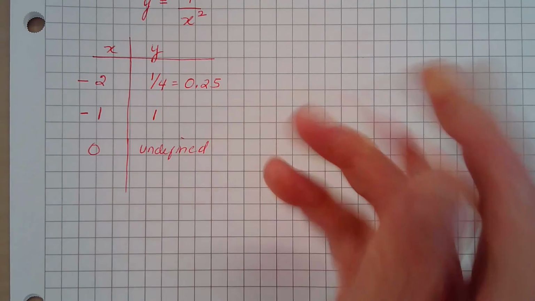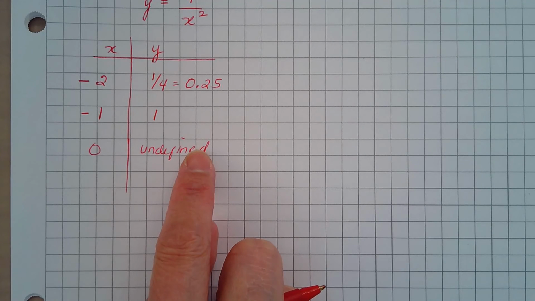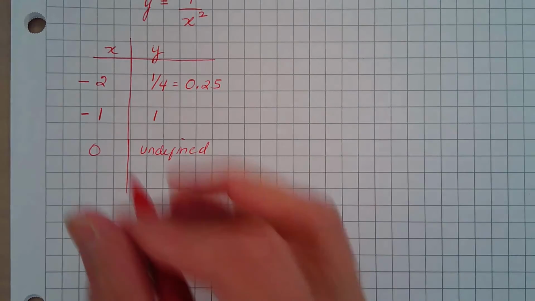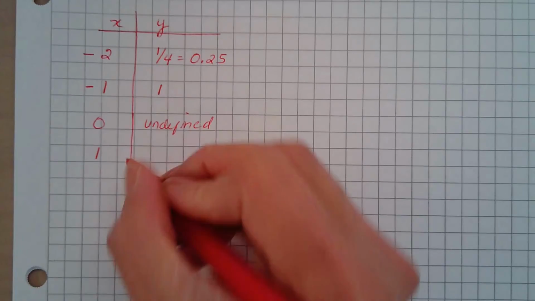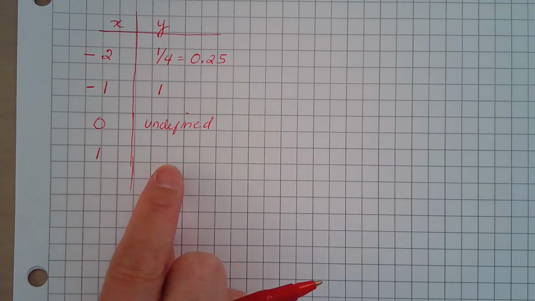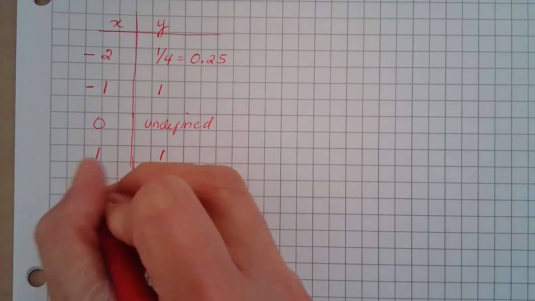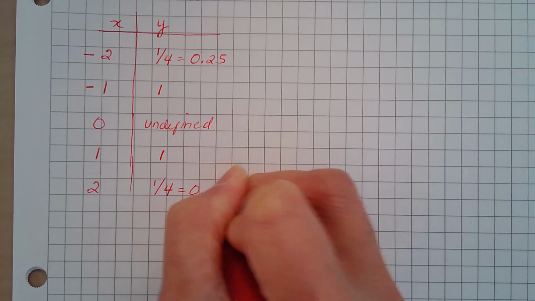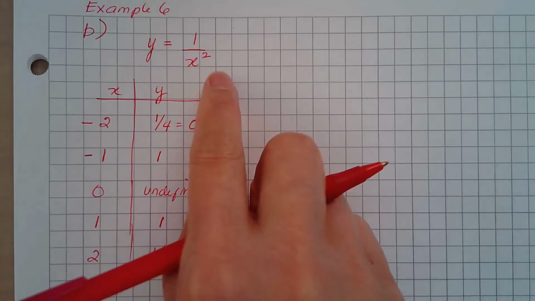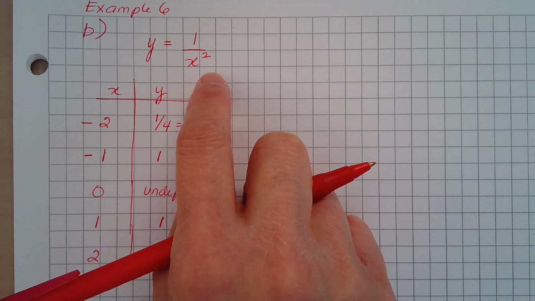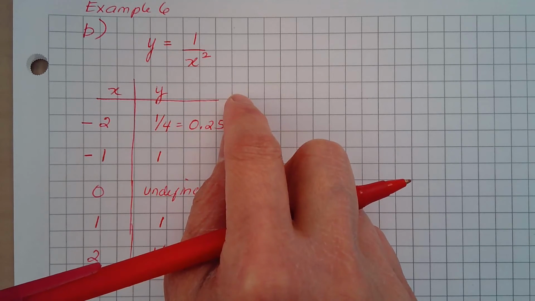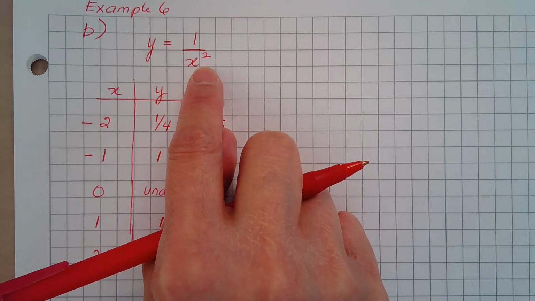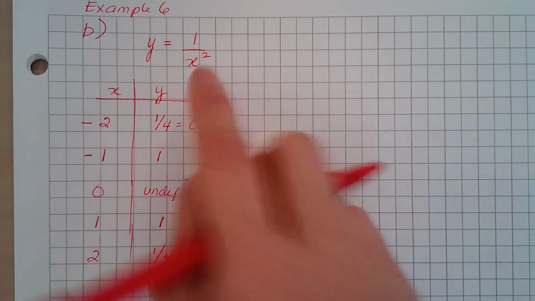Now because it's undefined there, what happens at that spot? There's going to be a vertical asymptote. Very good. Now let's do 1. If x is 1, what would the y be? 1. If x is 2, what is the y? 1 over 4 or 0.25. Now, because the denominator is x squared, it means the denominator will always be positive, right? And if you go 1 divided by something positive, overall it is positive.